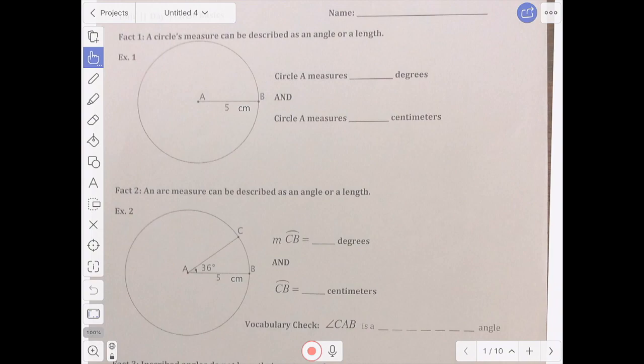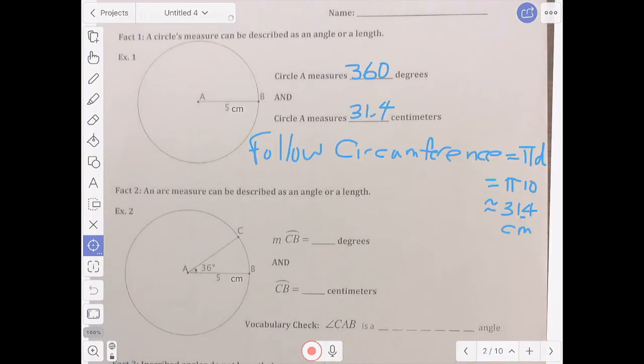So for question number 1, we're told that the radius is 5 centimeters, and I want to know how many degrees the circle measures, and also how many centimeters the circle measures all the way around. So if you've done the question, you should have had 360 degrees and approximately 31.4 centimeters.